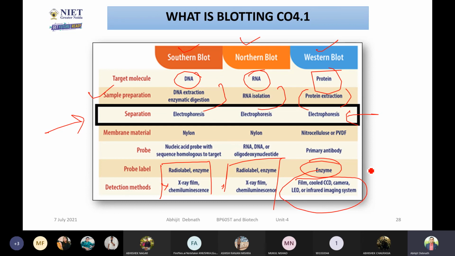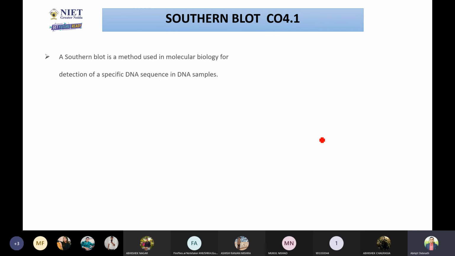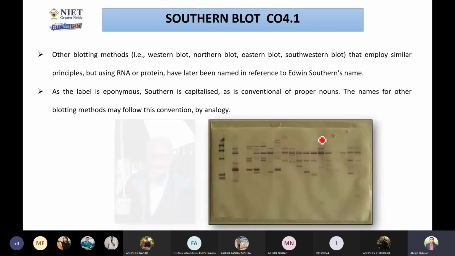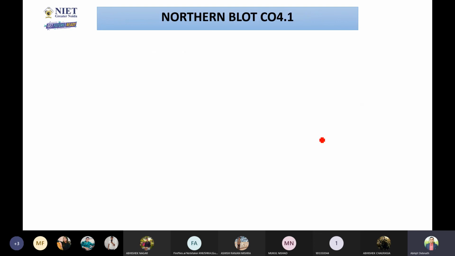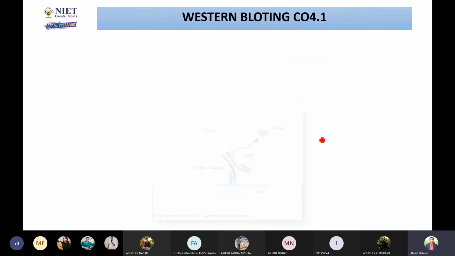Another thing I have to tell you: antibody is one kind of protein. So the probe we are using here is the primary antibody. And in the other case, you are using nucleic acid, DNA, RNA, or an oligo, that is a deoxynucleotide. We can use these techniques for the separation of DNA, RNA, and other things. So tomorrow I'll tell you what Southern blotting is and its application, then how you can do Northern blotting and its process and application, and then Western blotting.